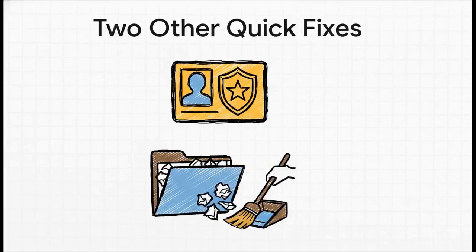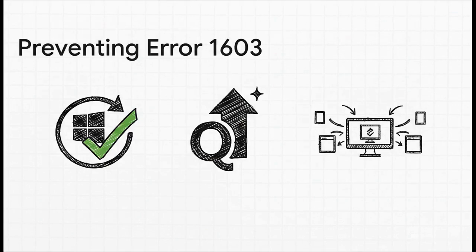Now, before you go for the full reinstall, here are two last quick things to check. First, just double-check that your Windows account has administrator rights. And second, try cleaning out your temporary files folder. Sometimes it just gets junked up and interferes with stuff. Both are super quick to do and could be the simple fix you need. So, how do you keep this from ever happening again? Well, the key takeaways are pretty simple. Always keep Windows updated. Try to use the latest version of QuickBooks for the best compatibility. And before you start any installation, just close out of all your other programs to avoid any conflicts.